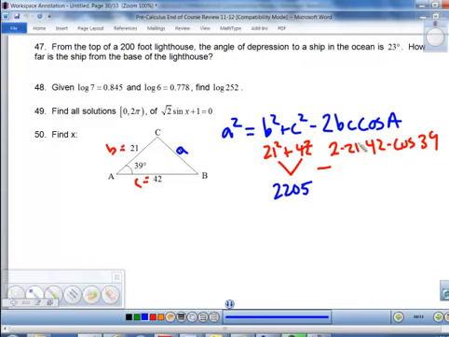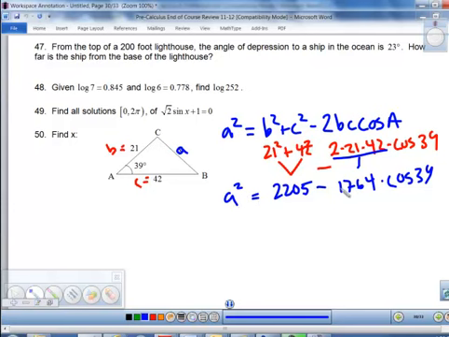Now what's 2 times 21 times 42? 1764. Okay. Now it's going to be tempting to just subtract these two numbers, but we can't do that because PEMDAS says we have to do multiplication first. So we're going to be multiplying 1764 times this cosine of 39, but not yet. Well, actually, no, we can do that, okay? For a minute I was thinking that we had a, but we don't. We need to figure out what a is.